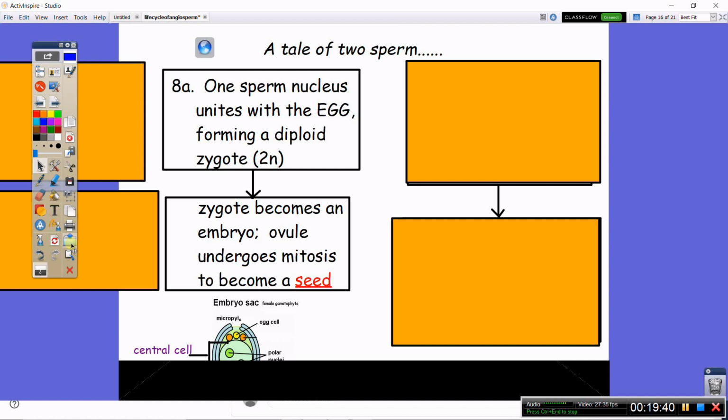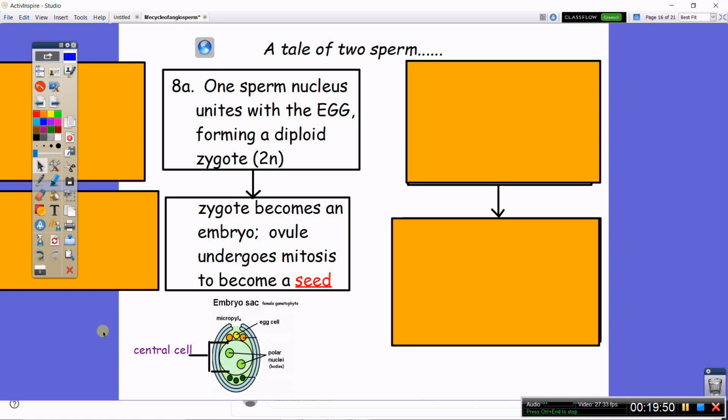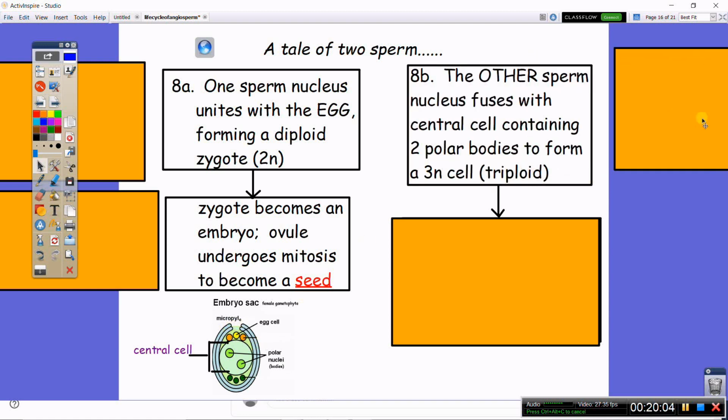So just like we said yesterday, at the end of our gymnosperm life cycle, we have an embryo contained within a seed. Okay, so the pollen tube's going to attach here. It's going to discharge one sperm, which will combine with that egg to form your diploid zygote, and that will end up becoming your embryo.